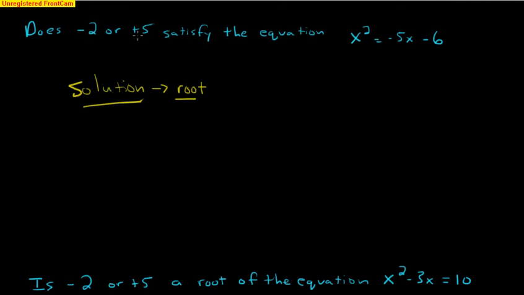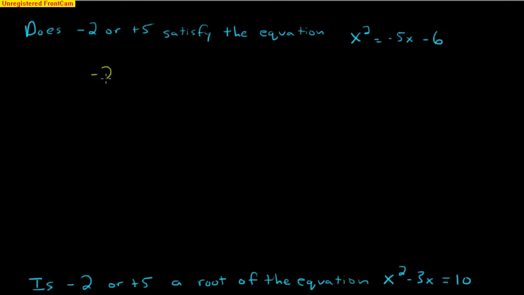So if somebody asked us negative 2 or positive 5 satisfy the equation, we'd say, is negative 2 or 5 a solution to the equation x squared equals negative 5x minus 6? Or you might say, is negative 2 or positive 5 a root of the equation x squared equals negative 5x minus 6? Really simple. All we're doing is plugging in those values and deciding yes or no. Is negative 2 or positive 5 a root to the equation or a solution? So we begin by just plugging them in.